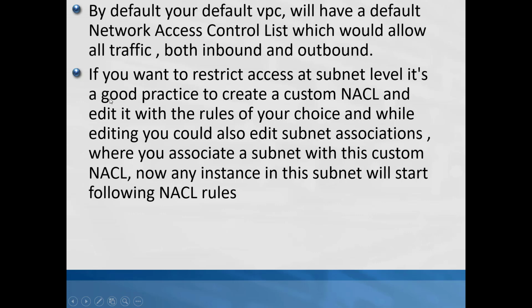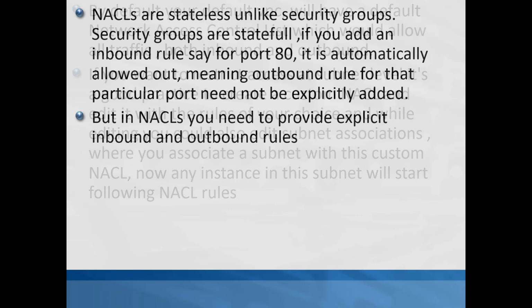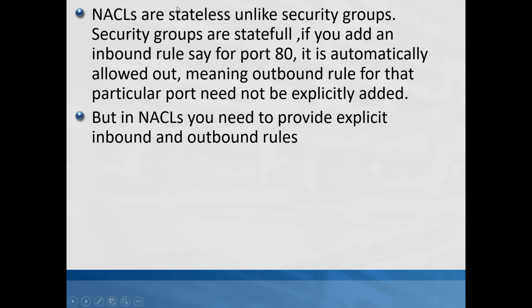So you want to first close the NACL, block everything, and then open only what you want, right? If you want to restrict access at subnet level, it's a good practice to create a custom NACL and edit it with the rules of your choice. And while editing, you could also edit subnet associations, where you associate a subnet with this custom NACL. Now any instance in this subnet will start following NACL rules. So it's just saying that first create a custom NACL, and then attach it to whichever subnet you want. You decide which traffic is allowed and which is blocked before you create the subnet.